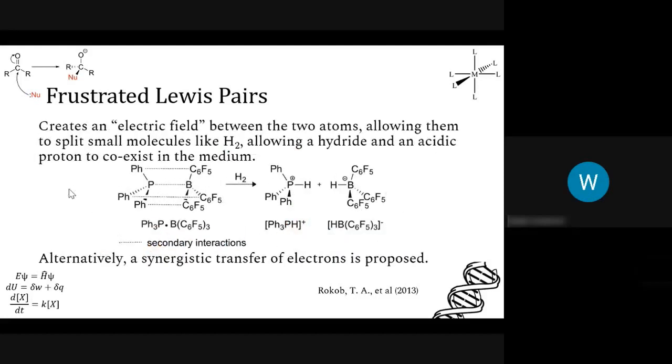So what is the use of this Lewis acid-base pair? Essentially, it helps to catalyze a lot of important reactions. Basically, it creates an electric field between the electron-rich site and the electron-deficient site, such that when small molecules enter the field, it will rip them apart into atoms. For example, hydrogen you'll split into a hydride anion and an acidic proton, allowing both of these species to exist in the same medium. Apart from the electric field explanation, some scientists have proposed that this reaction goes by a synergistic transfer of electrons.